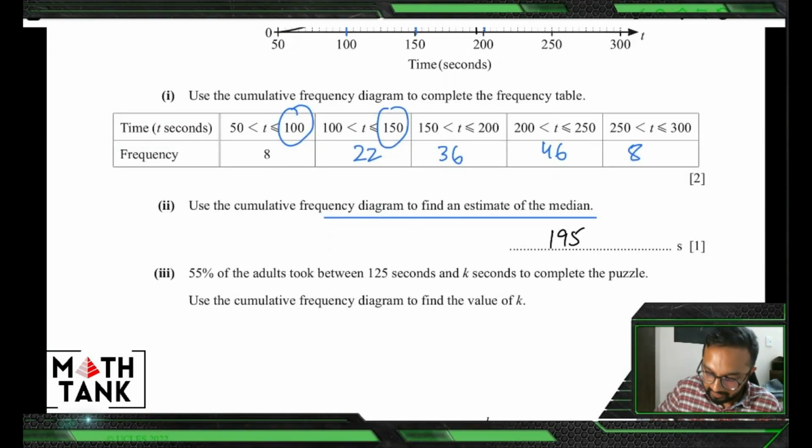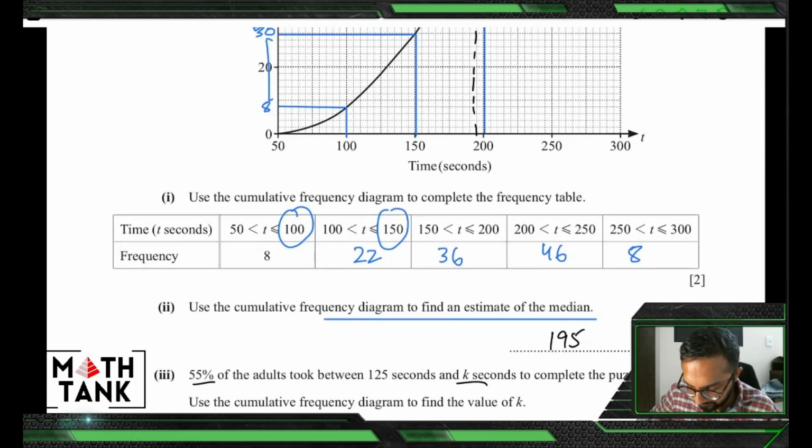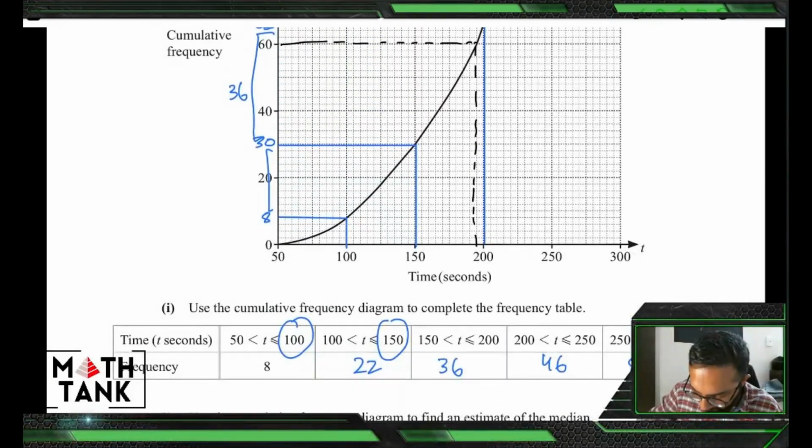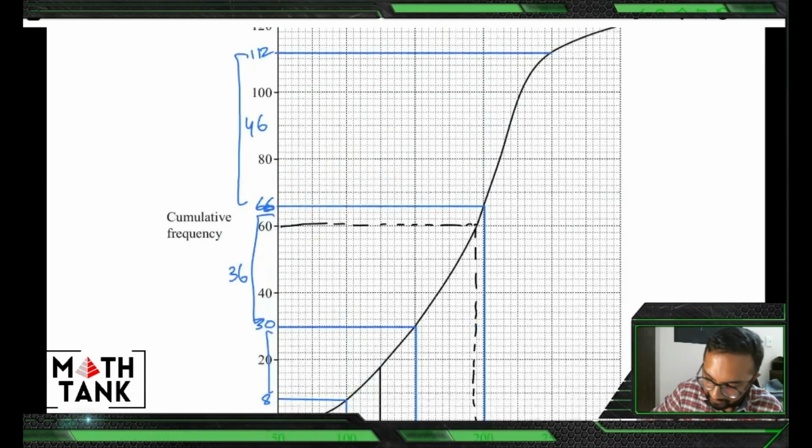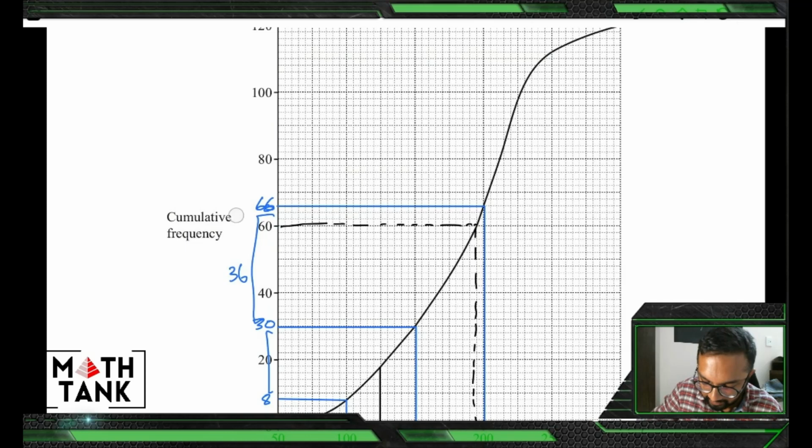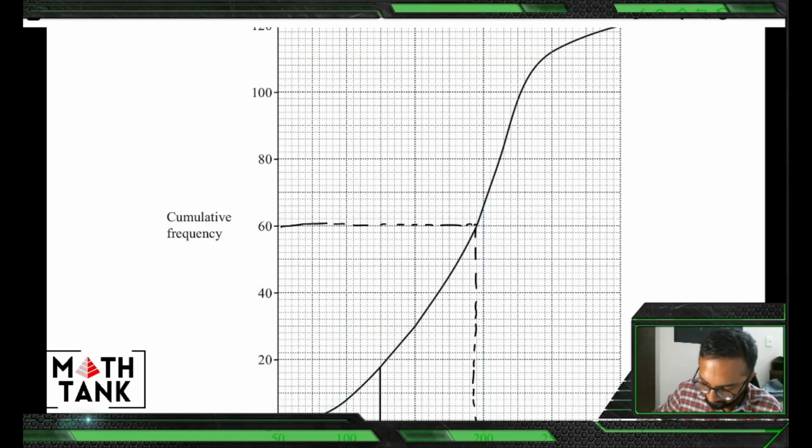Okay. Then it says 55% of the adults took between 125 seconds and k seconds to complete the puzzle. Use the cumulative frequency diagram to find the value of k. So where is 125 going to be? That's going to be 125. Okay, and I'll erase the rest of the working from the diagram so that I can see my numbers clearly. Let's draw that with a different color. So that's 125.